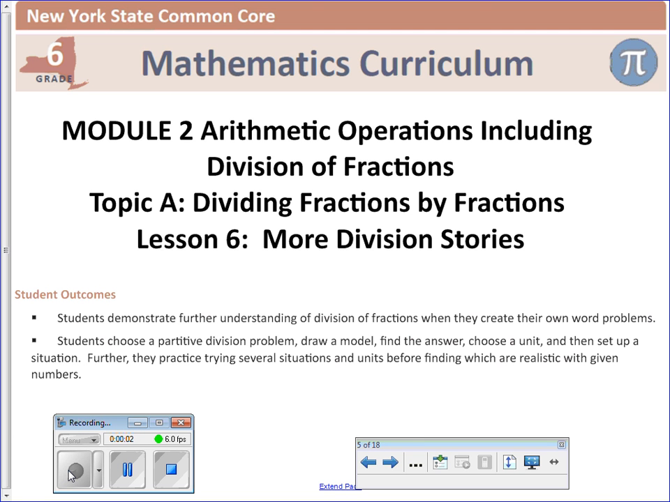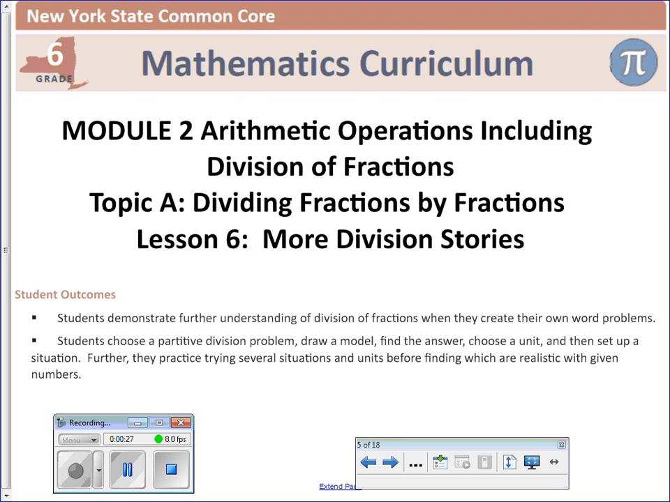Okay, ladies and gentlemen, today we're looking at Module 2, Lesson 6, More Division Stories. So today we're going to continue exactly what we worked on yesterday. I know some of you told me you struggled making the models on the homework. We're going to practice those more today. So we'll focus more on what type of models to draw when creating these division stories.